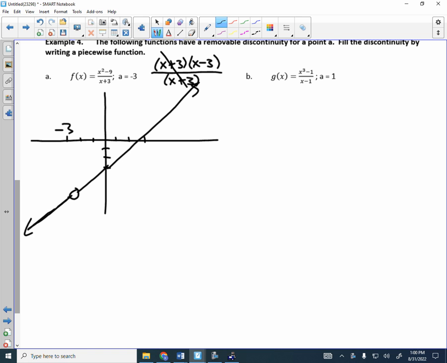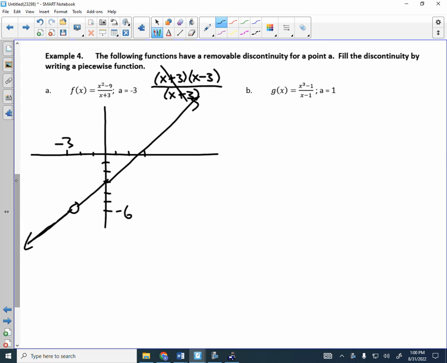Now I'm going to show you how you figure out the y value. I know that the y value is -6. I know that that's where that happens. Anybody know? If you simply plug your -3 into that, what's -3 minus 3? Do you see it? So the directions are as follows. The following functions have a removable discontinuity.